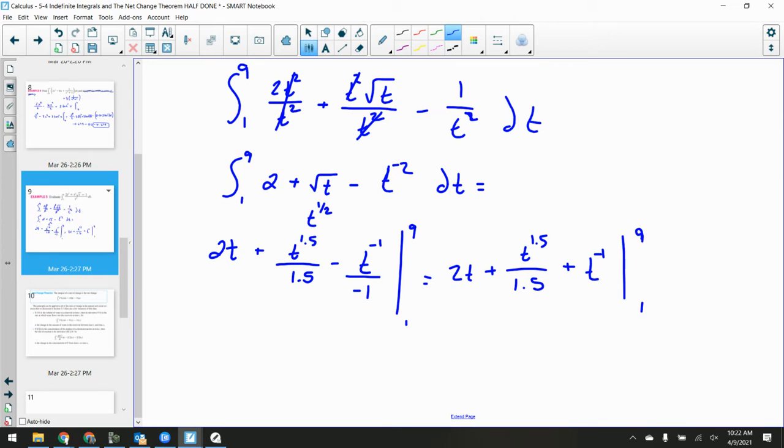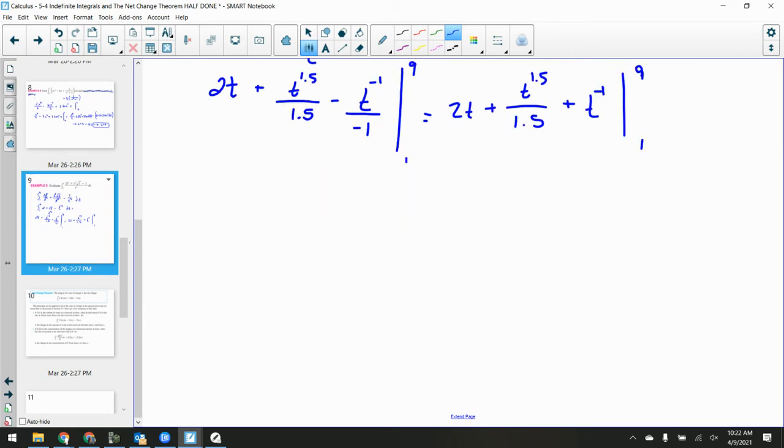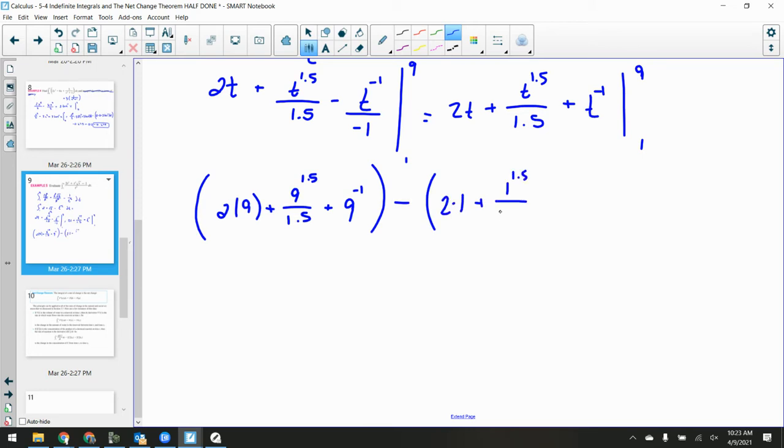And at that point, we plug in. We do top minus bottom. We say 2 times 9 plus 9 to the 1.5 over 1.5 plus 9 to the negative 1. All of that minus all of this: 2 times 1 plus 1 to the 1.5 over 1.5 plus 1 to the negative 1.